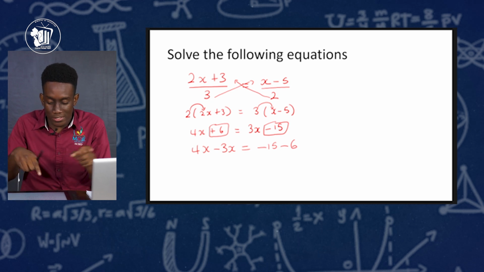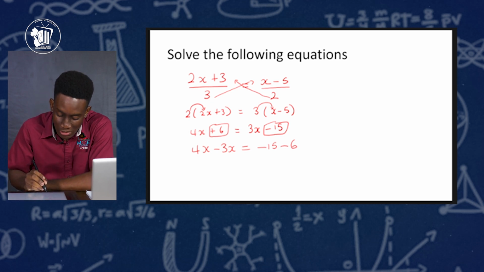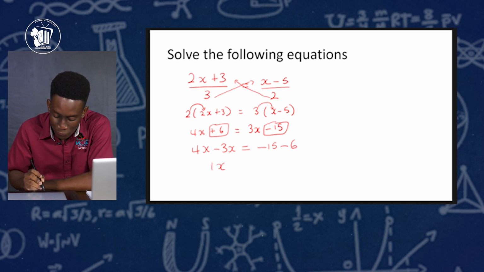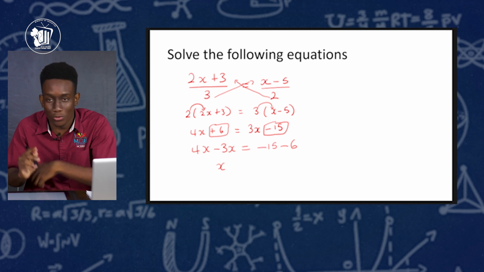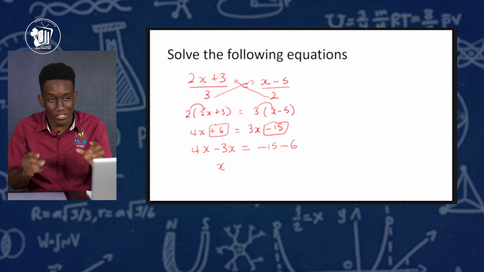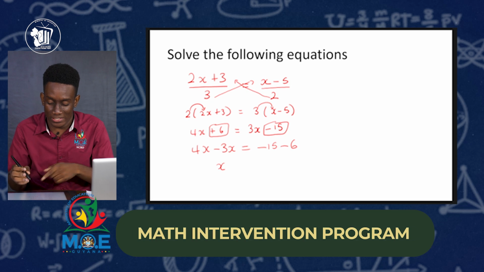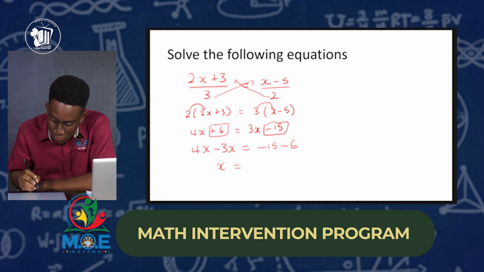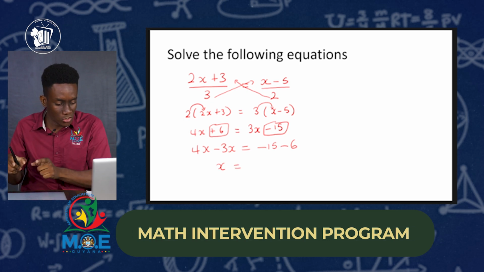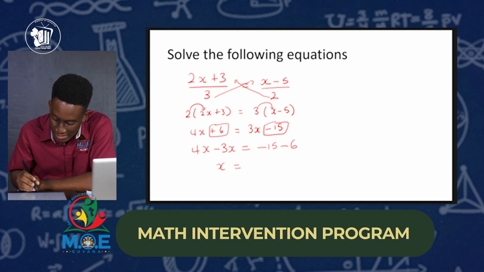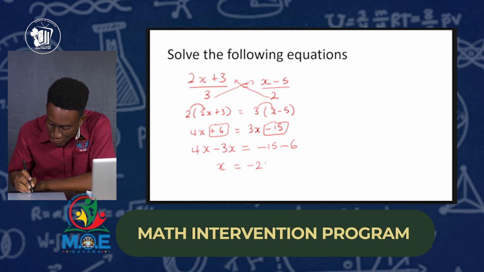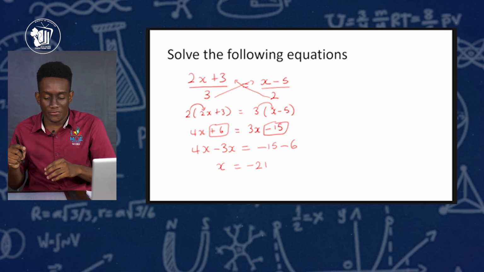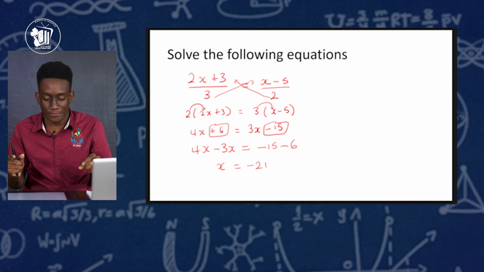So 4x subtract 3x, we know that would give you 1x, but of course we know in algebra, we don't write back 1. It's understandable that a 1 is in front of the x. So x will be equal to negative 15 subtract 6. That would give us a negative 21. So we know the value of x is equal to negative 21 when we solve this equation.